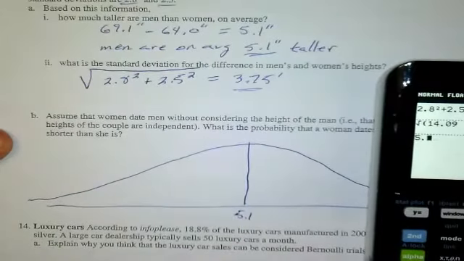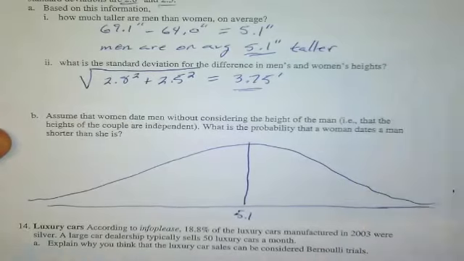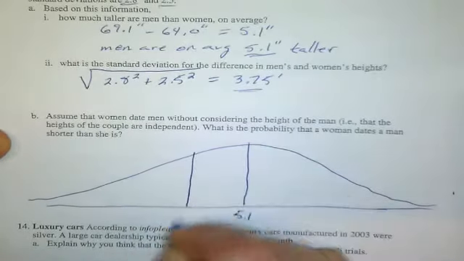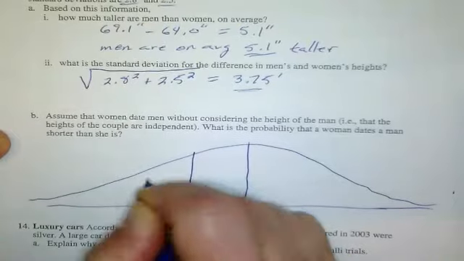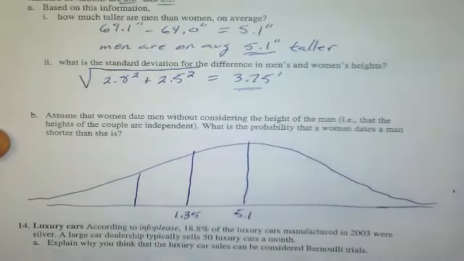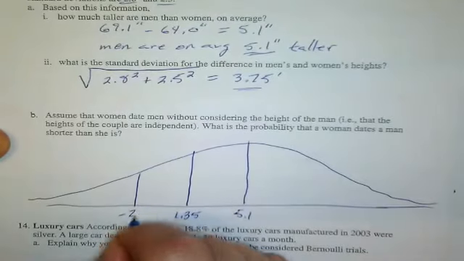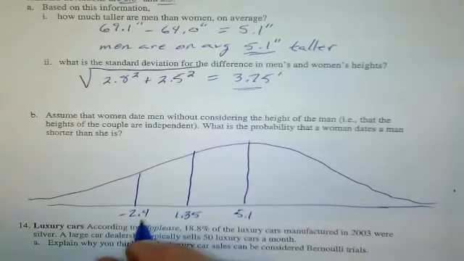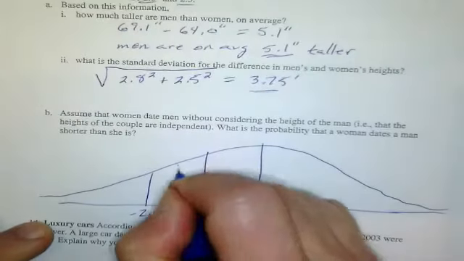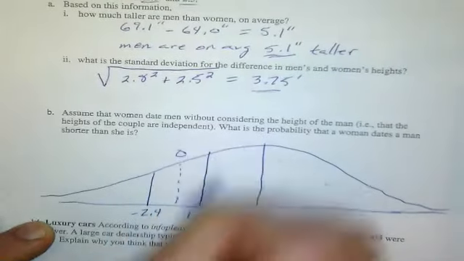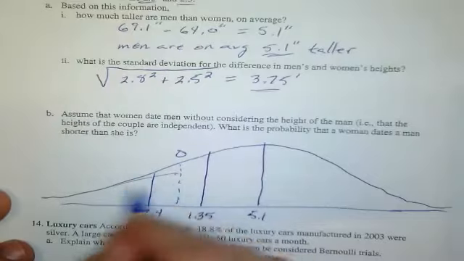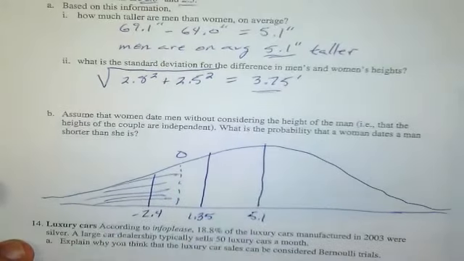So 5.1 minus 3.75, it's 1.35. Minus 3.75, negative 2.4. So somewhere in here is where the difference between women and men is 0. So we're looking for this area.